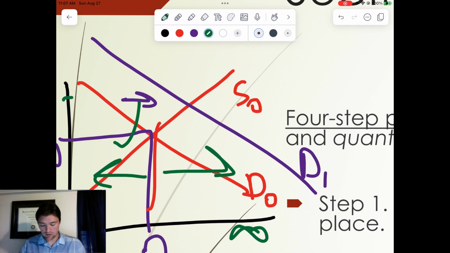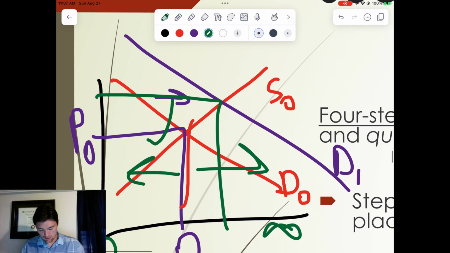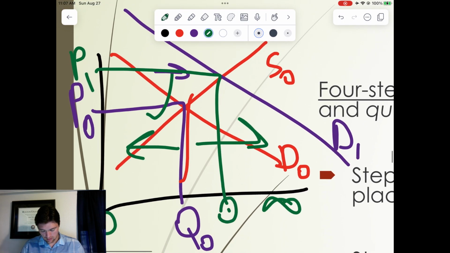And then step 4 said we were going to be looking at the new price. So this will be P1 and Q1.